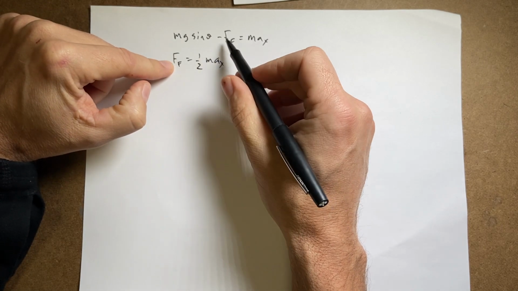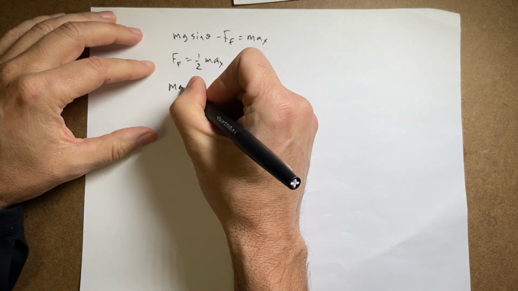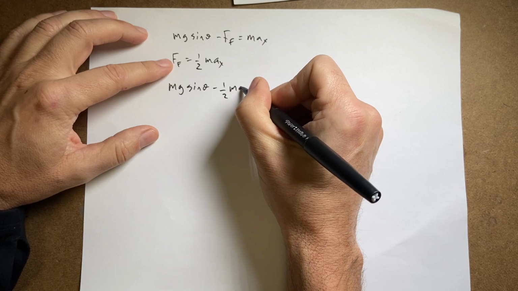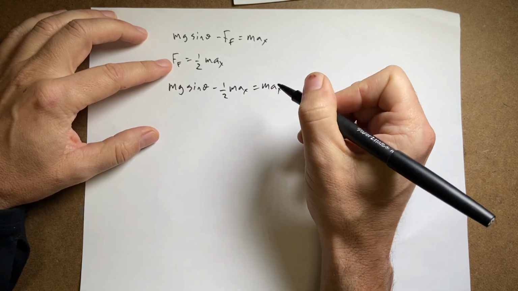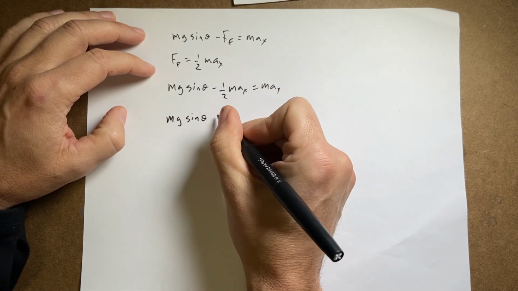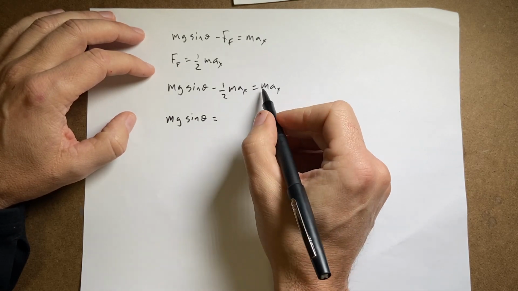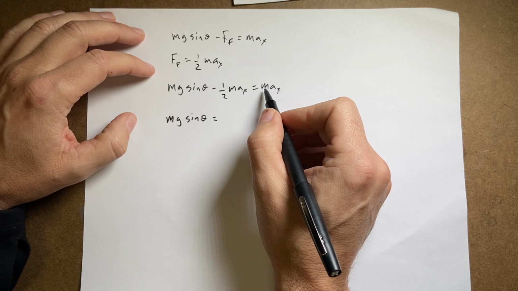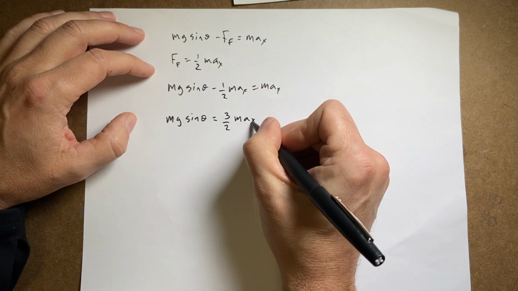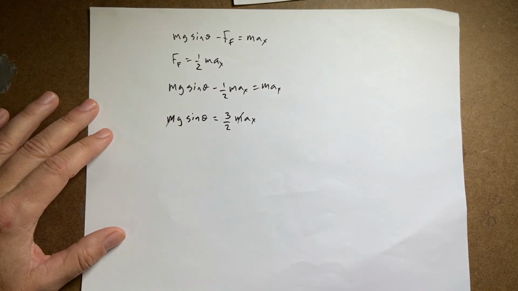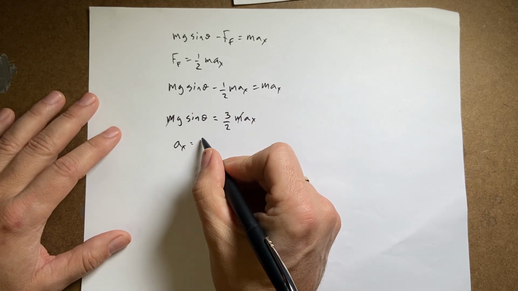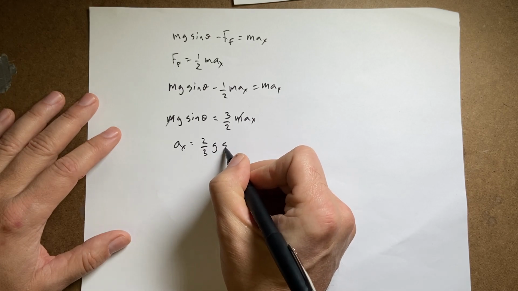So let's substitute this in up here, and I get mg sine theta minus 1/2 max equals max. So I'm going to add this to both sides, and I get mg sine theta equals, now I have max, so I have a half plus 1, so that's going to be 3/2 max. The mass cancels. And I want to solve for ax, so I get ax equals 2/3 g sine theta.